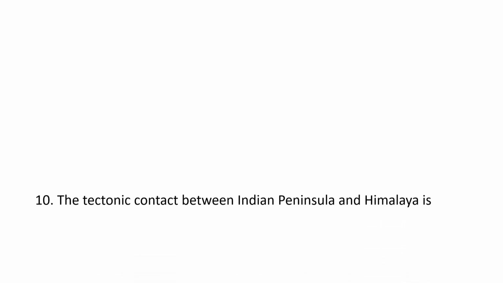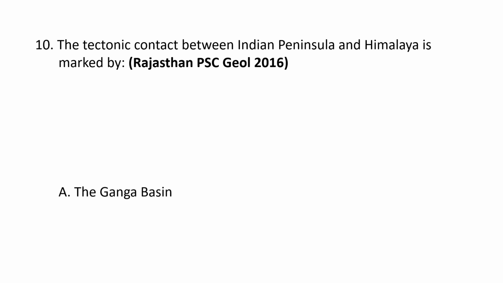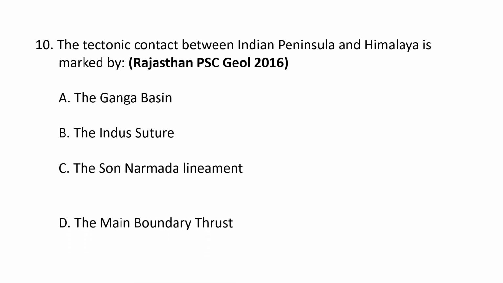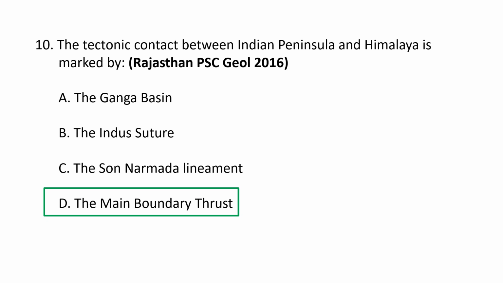Next question. The tectonic contact between Indian Peninsula and Himalaya is marked by A. Ganga Basin, B. Indus Suture, C. The Narmada Zone lineament, and D. The main boundary thrust. So the tectonic contact between the Indian Peninsula and Himalaya is known as the main boundary thrust, also known as the MBT. This is one of the major Himalayan thrusts which occurred during the Cenozoic, and it is presently incorporated within the Himalayan thrust wedge, and these are displaced above the Indian lithosphere. So D, the main boundary thrust, is the correct option.